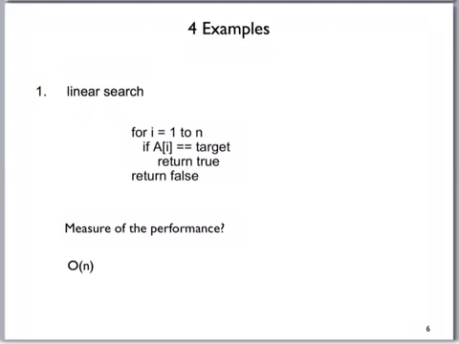Well, it's big O of n because, of course, we go through this loop at most n times, and we go through that loop n times when we actually fail. If we don't fail, then we'll go through the loop fewer than n times. Okay.